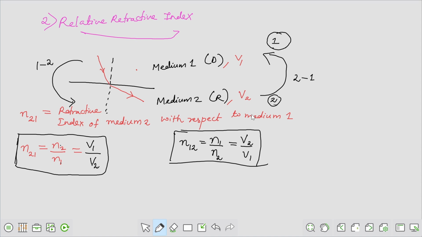So in order to write this relation, you just have to remember from which medium to which medium the light is entering. So if light is entering from medium 1 to medium 2, we write N2,1 because bending occurs in medium 2. If light is entering from 2 to 1, then bending occurs in medium 1. So we write N1,2. Now let's see the definition. So we can define it in two different ways.